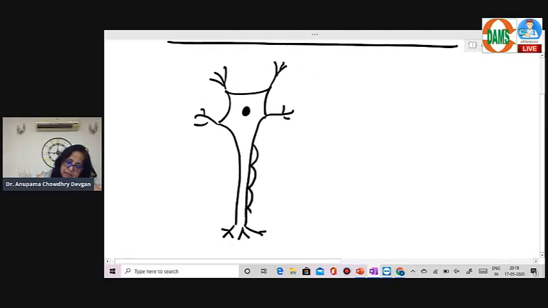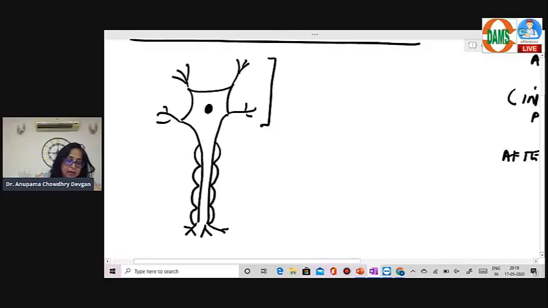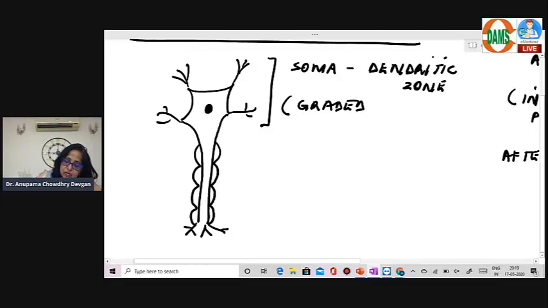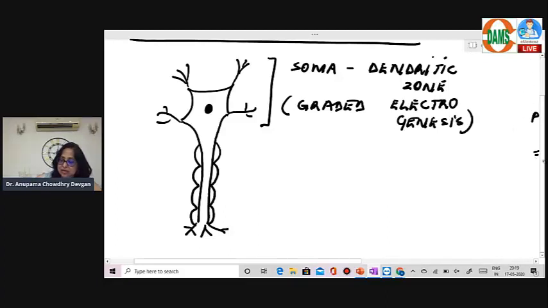Now next, let's see. This is what is known as the soma-dendritic zone. The soma-dendritic zone is a zone of graded electrogenesis, a zone of graded responses. This has been asked as a question. This was a NEET question: where do you get graded responses? Graded responses are local potentials. The soma-dendritic zone is a zone of graded responses, graded electrogenesis.